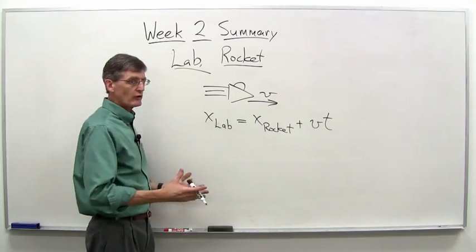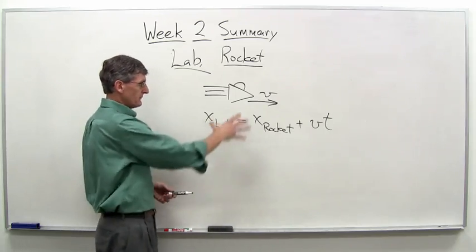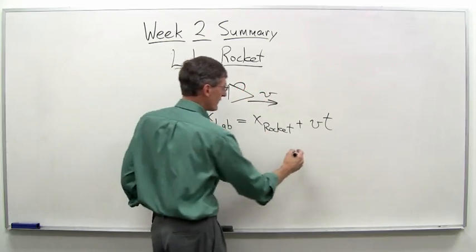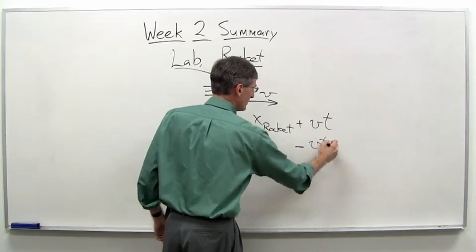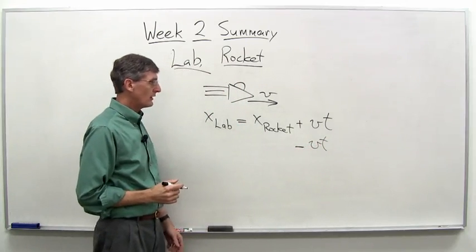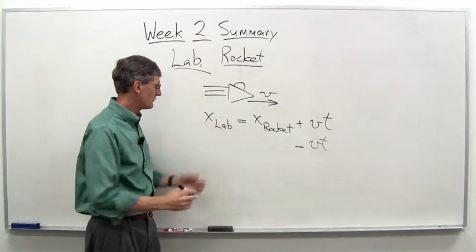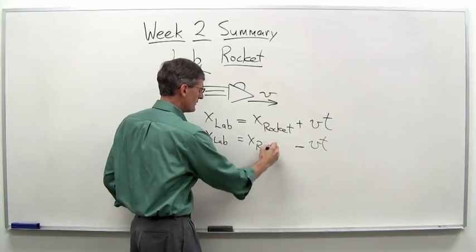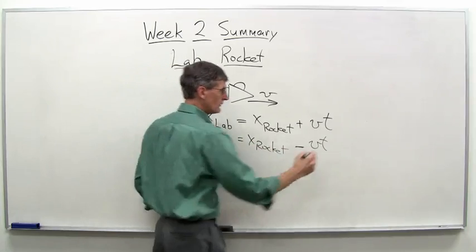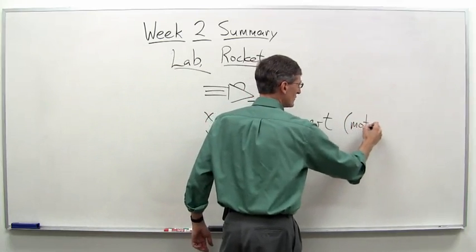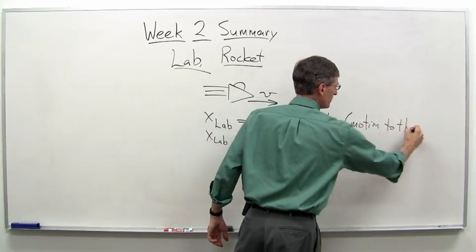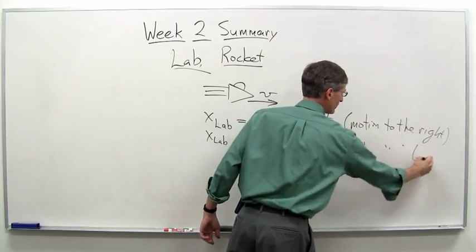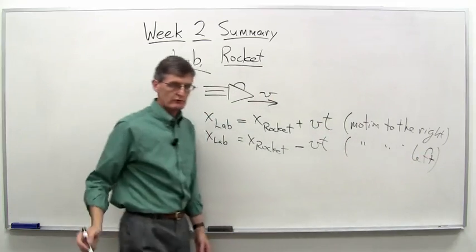And then given that, you can say, okay, what about other situations? Well, what if the rocket was moving the other direction, to the left? You just change the sign here. It just becomes minus vt. So you can say X lab equals X rocket minus vt. Okay, so this is motion to the right, and this is motion to the left, negative direction.